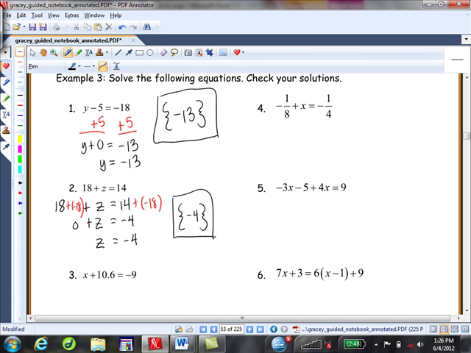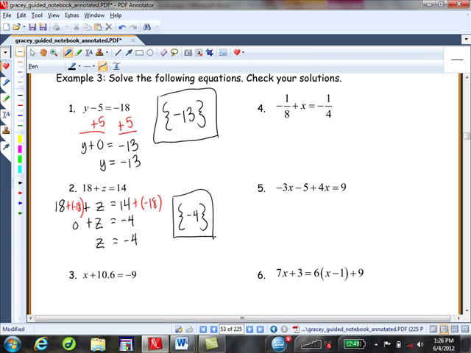So go ahead and pause the movie and try the rest of these problems and see how you do. I don't mind which way you do it. I usually work vertically, but if you'd rather work horizontally, that's just fine. Good luck.